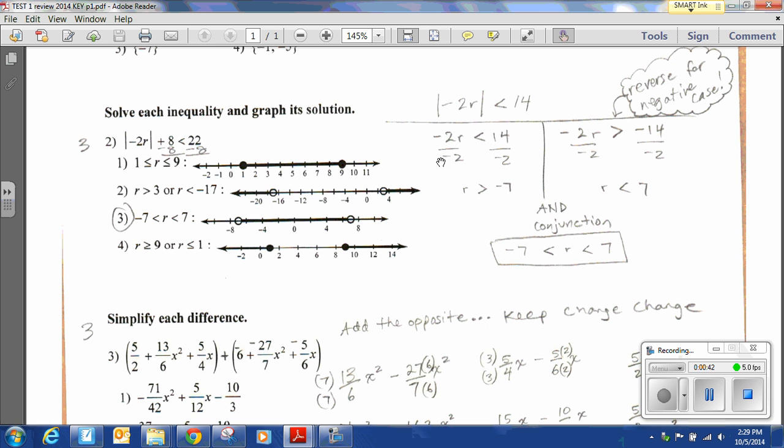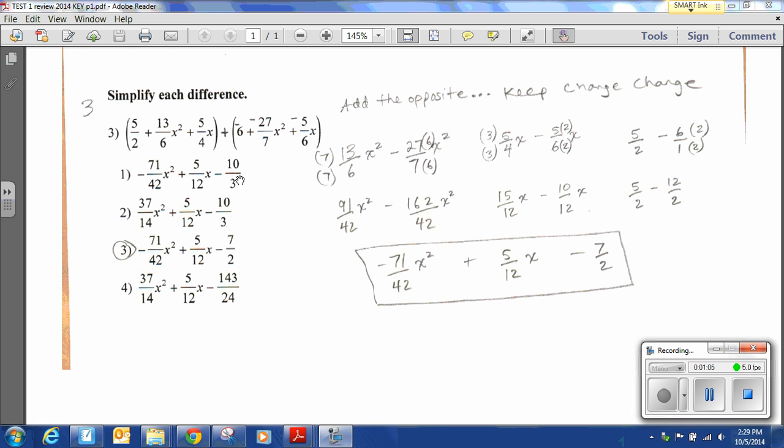When we divide both sides by negative 2, that is the golden rule of inequalities. You must reverse the inequality symbol again. So now we get r is greater than negative 7, r is less than 7. This is a conjunction. It's an and situation. Negative 7 is less than r is less than 7. The answer is 3.